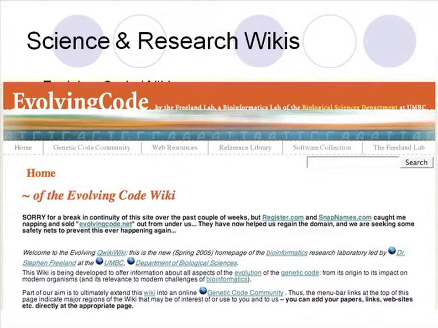Evolving Code, I think I mentioned earlier, there's an Evolving Code blog and there's an Evolving Code wiki, and lots of research labs will do that, where they'll have a blog for one type of information and a wiki for things that are more interactive or evolving. This one, they actually lost access to their domain name for a while and were able to get it back before it was sold. But you got to keep track of those details. And let's see, the aim of this wiki is to extend it into an online genetic code community. So they're looking at building some really good detailed information about genetic code.